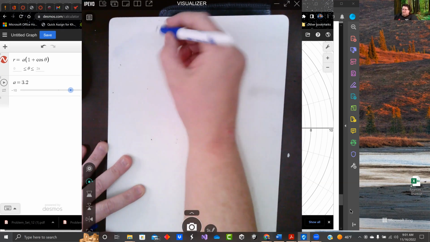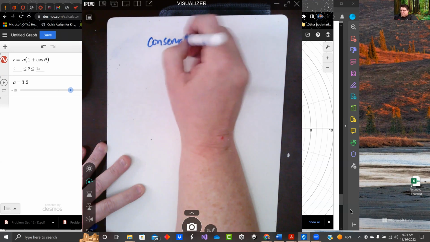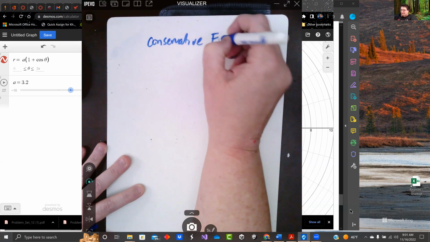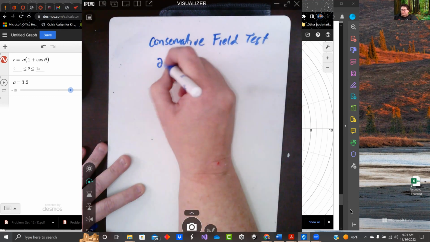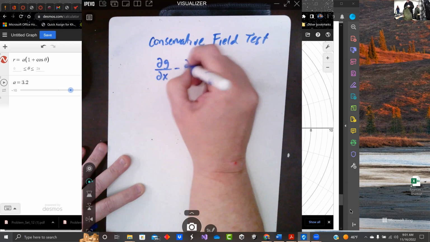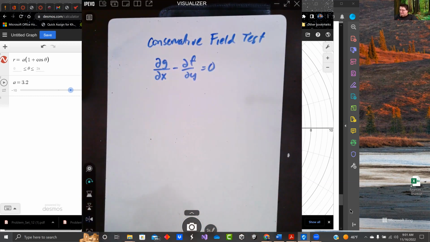It's deliberately why I told you the conservative field test was set up the same way. The conservative field test is dg/dx minus df/dy equals 0. You memorize this, that it's the same formula.